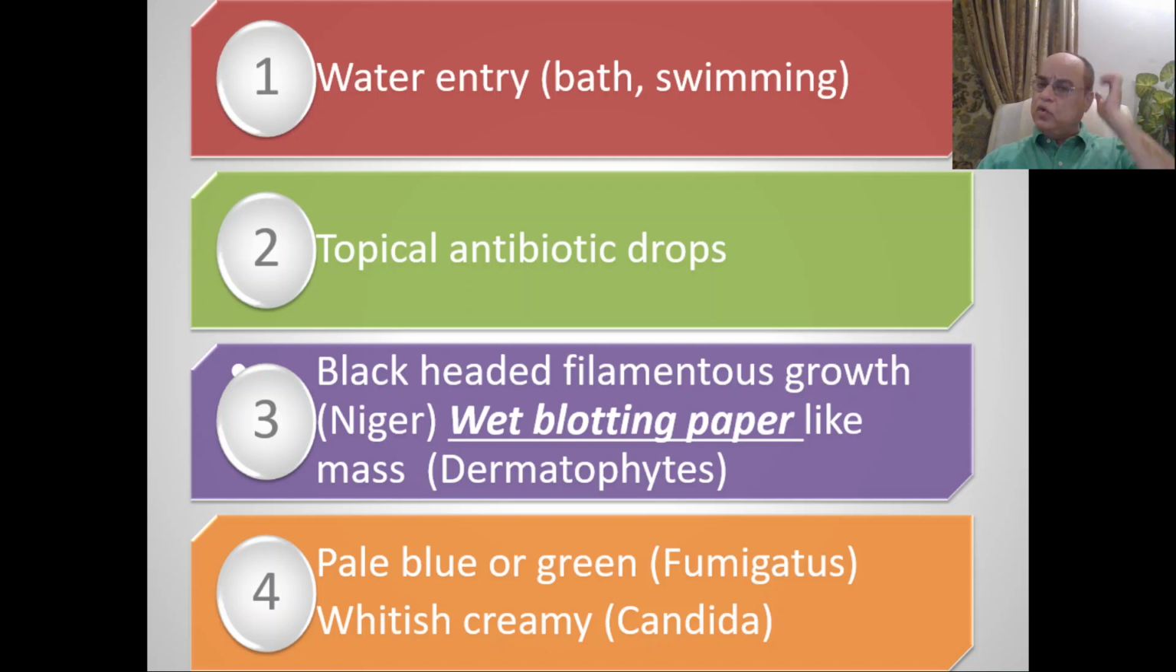And fungal growth, as I told you, in the case of Aspergillus niger, is filamentous growth with black heads. In the case of dermatophytes, that growth will look like wet blotting paper. In the case of fumigatus, as the name indicates, the mass will be pale blue or greenish in color. And if candidal infections are there, then it will be a whitish, creamy type of mass present in the external auditory canal. So that gives us a hint of the causative agent for these fungal infections, though as far as the treatment or management plan is concerned, that does not make much difference.